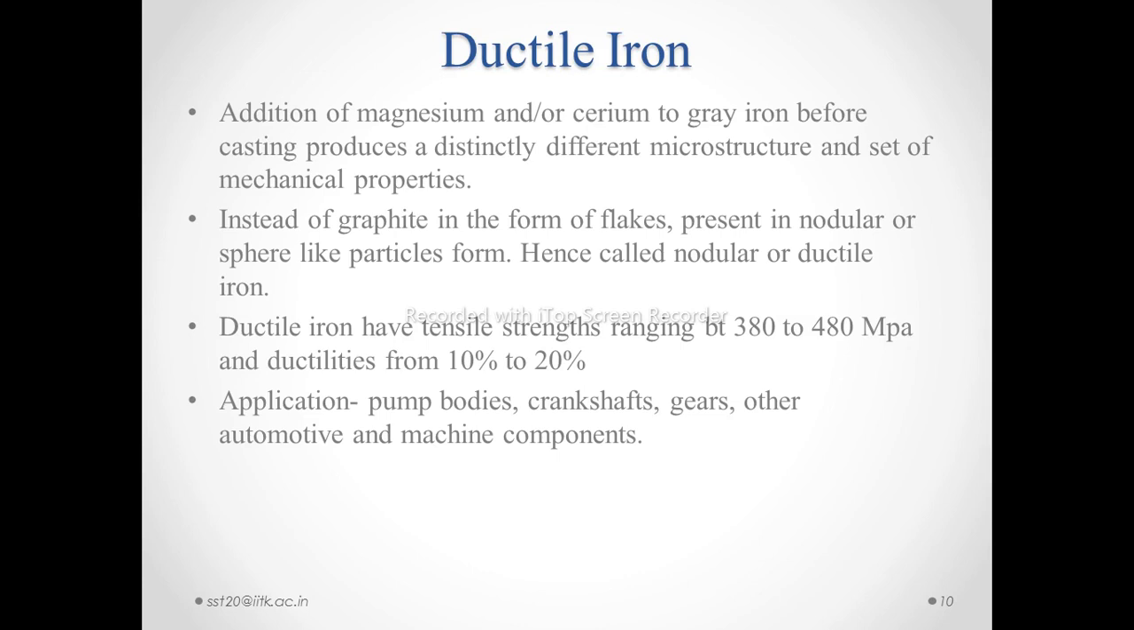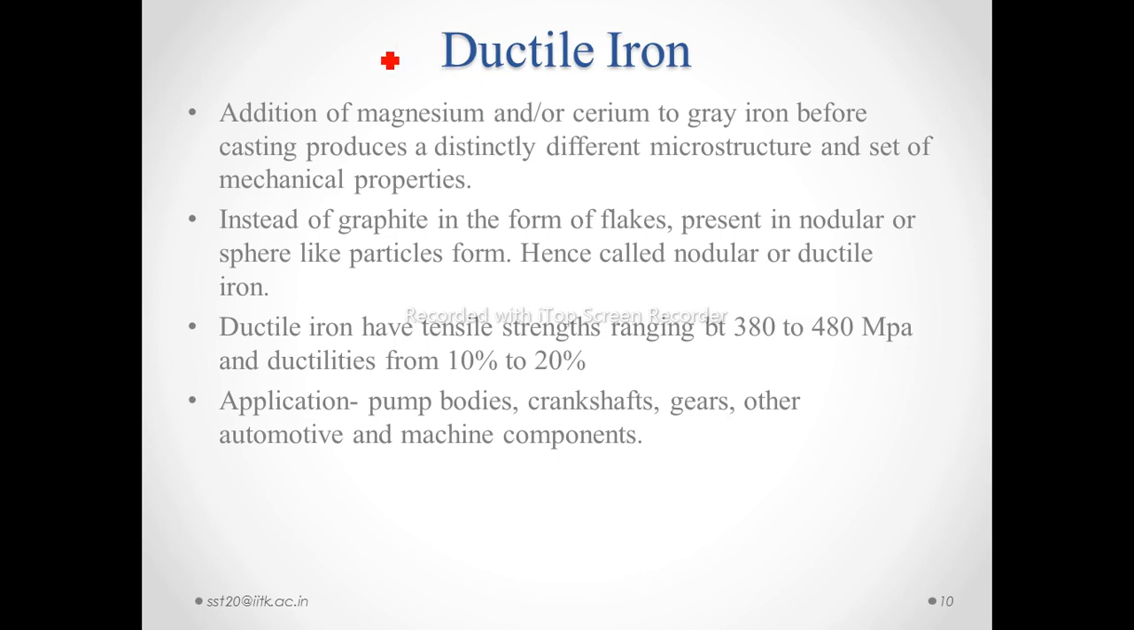Similarly it happens with ductile iron. As we said, grey cast iron has graphite present in the form of flakes. So the scientists or metallurgists thought that these flakes could be converted into a nodular or circular form, which has a less stress-concentrated area.